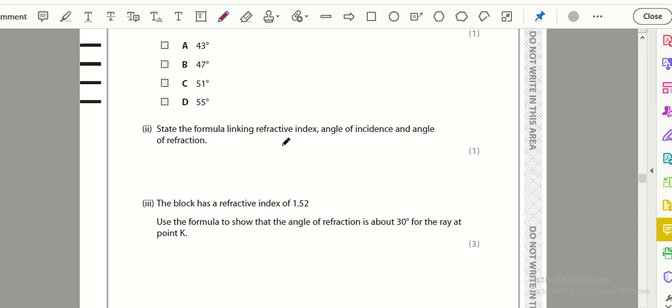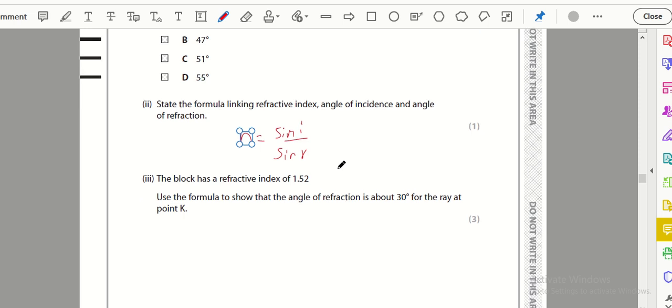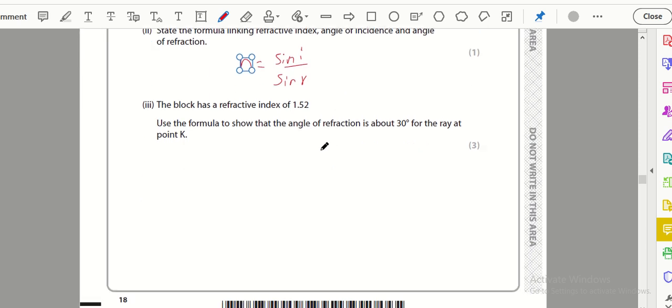State formula linking refractive index, angle of incidence, and angle of refraction. Block has refractive index of 1.52. Use formula to show that angle of refraction is about 30 for the ray at point K.